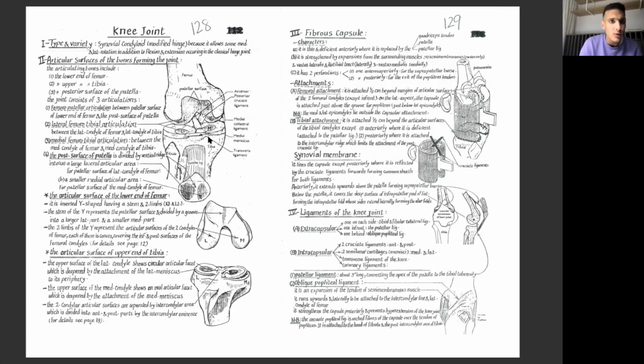We will discuss the ligaments now, but just give me a second. I want to see if I've missed something important. Okay, never mind. Don't mention the fibula.